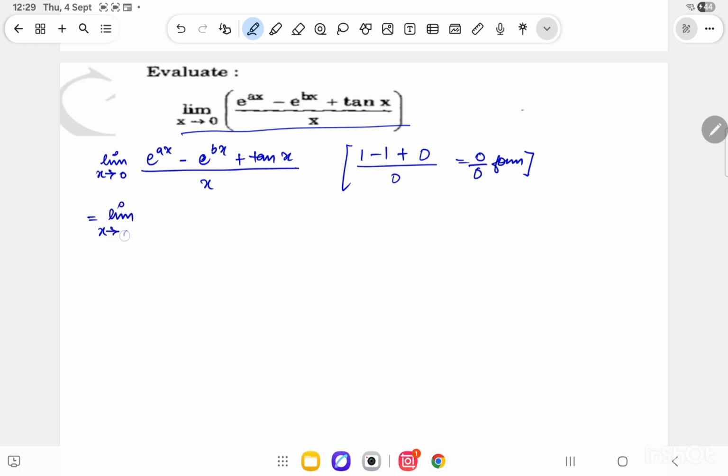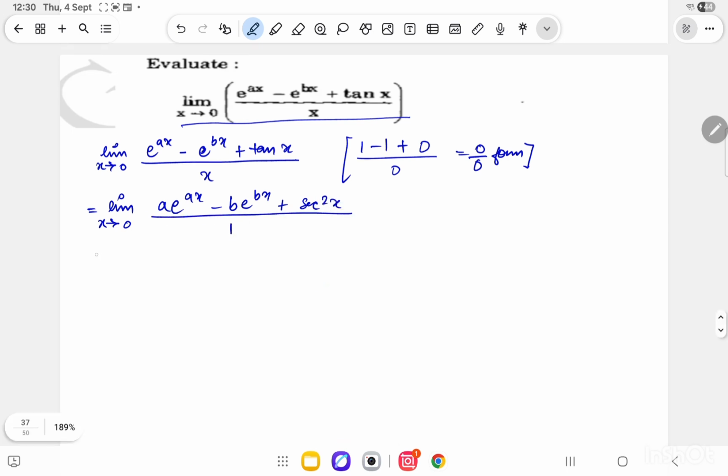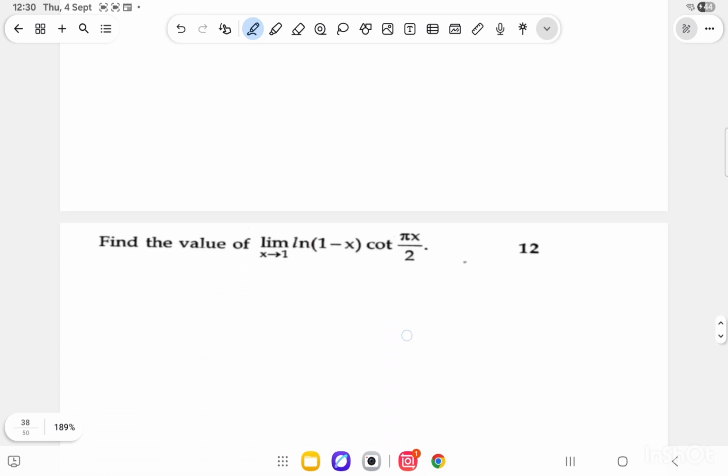So let's use L'Hopital rule here. I'll be getting limit x approaches 0 of a e raised to ax minus b e raised to bx plus the derivative of tan x, which will be sec squared x, divided by the derivative of x, that is 1. So my limit is basically limit x approaches 0 of a e raised to ax minus b e raised to bx plus sec squared x. If I put x equals 0, I'll be getting a minus b plus sec 0, that is 1. So my limit of this function is basically a minus b plus 1.